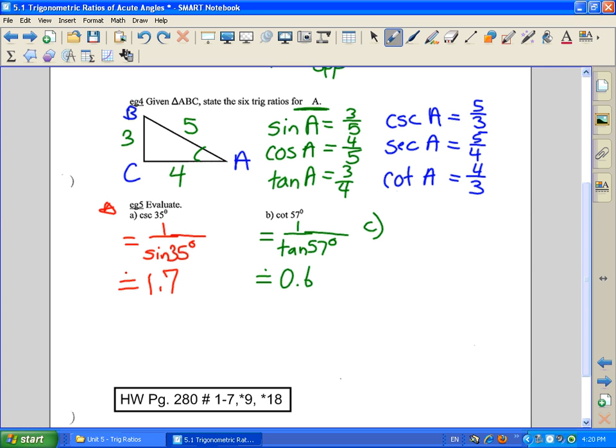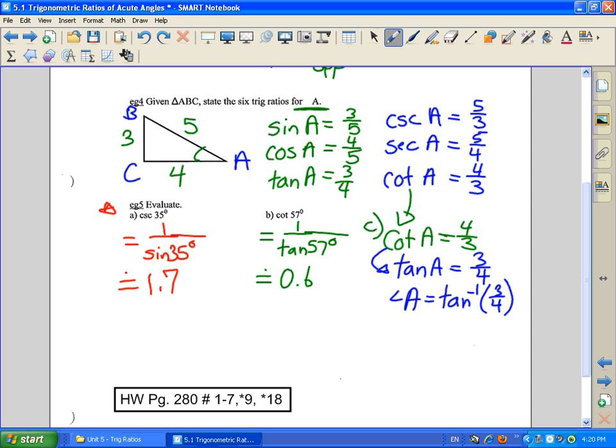Now, one thing I will add here, for example, C. What if I bring this one down here and I say cot A equals 4/3. Okay. Again, to find that angle A, we can't plug cot A in because there's no cotangent button. But what we do know is that it's the reciprocal of the tangent A. So if we go tangent A, then we make it 3/4. And then to find the angle, remember to use your tan inverse button. So the angle A here for that case would be approximately 37 degrees.